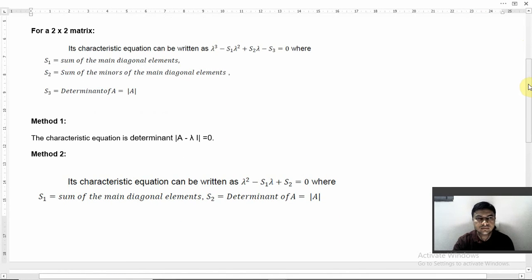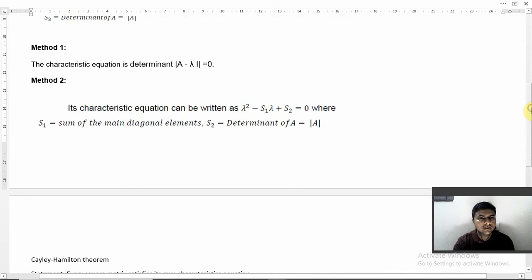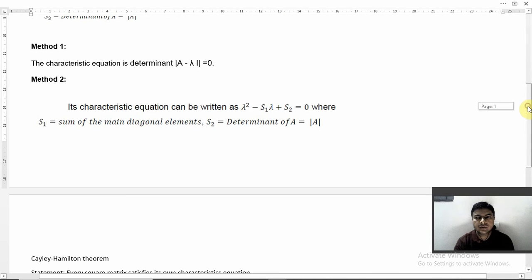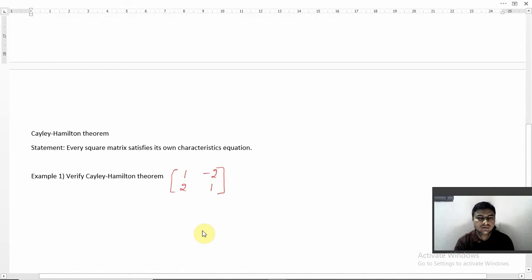So we just see using first and second method. First method is easy. You directly take the characteristic equation as mod of A minus lambda I is equal to 0. And second method, we use this formula, that is lambda square minus s1 lambda plus s2 is equal to 0, where s1 is the sum of the diagonal elements and s2 is the determinant of A, which is equal to mod A. So these two methods I am going to use. So using calculator we are going to find today's example.